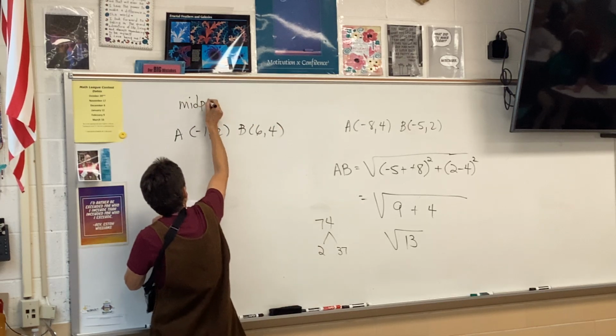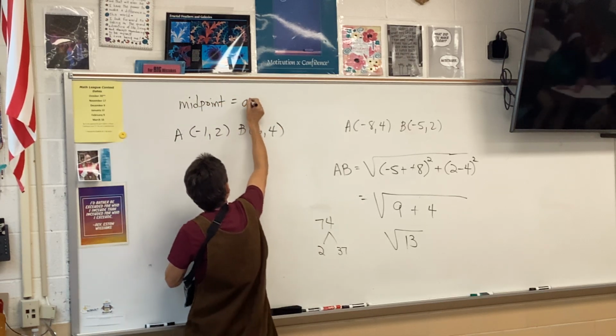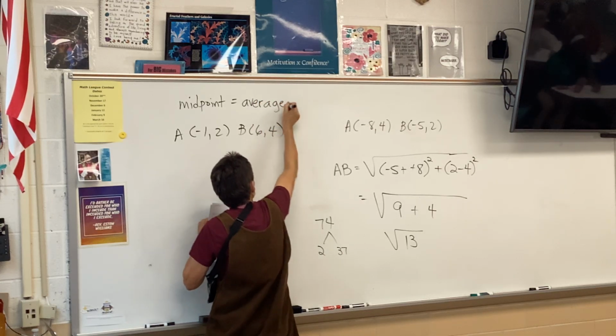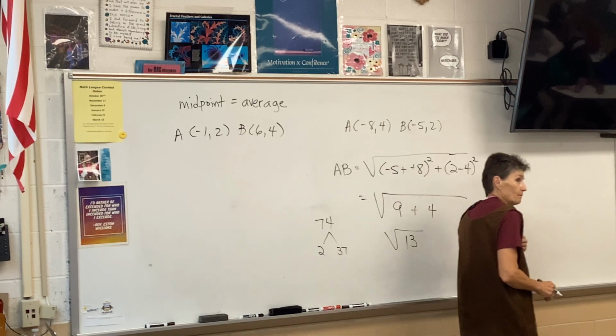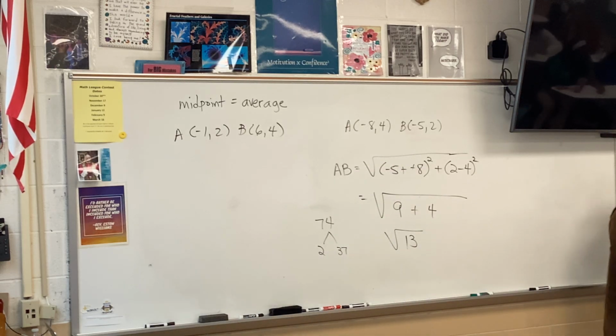I'd like you to write down: midpoint is average. If you're in the middle, you're average. Nothing wrong with that, but that's what middle means. How do we average things? If I gave you two numbers and said find the average, how do you do that? Exactly, you add them and divide by 2.